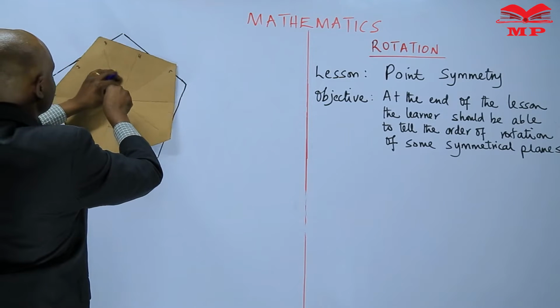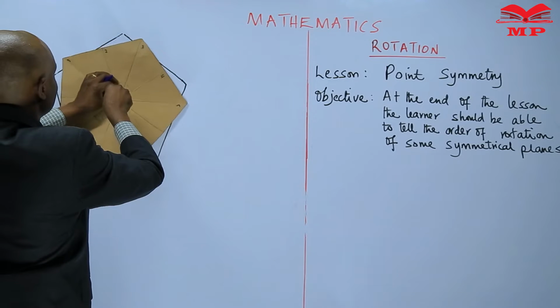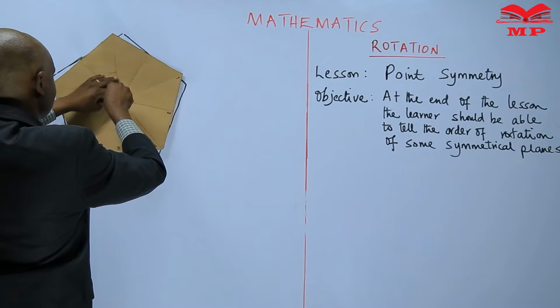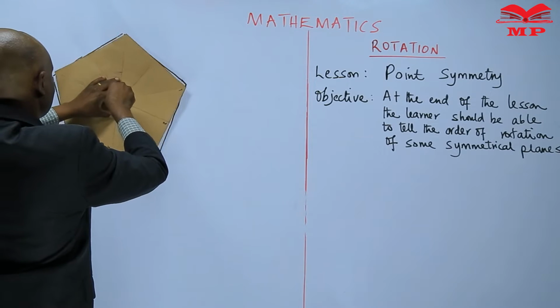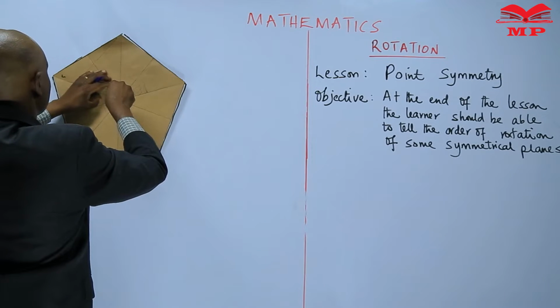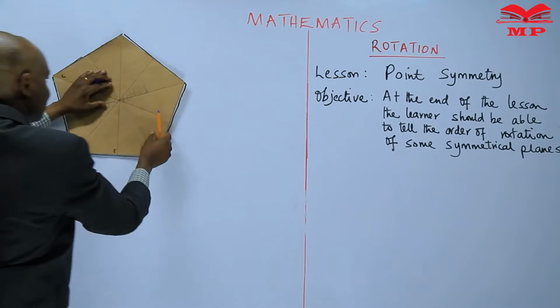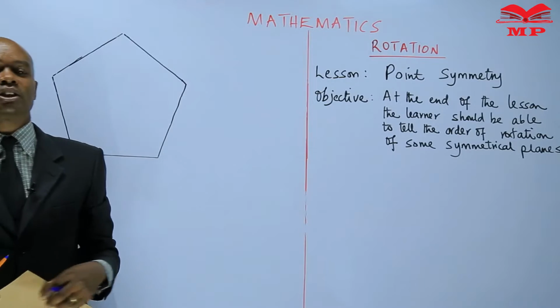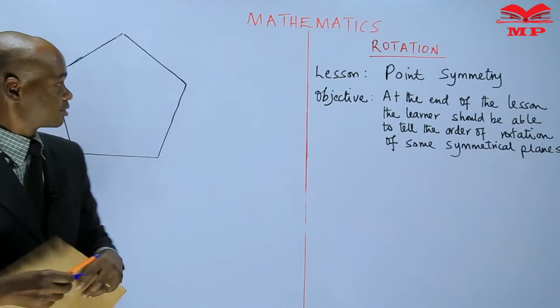After another 72 degrees, it fits there. After another one, it fits there. After another one, it fits there. After another one, it fits there. And it's actually 5 times. It can fit onto itself 5 times.